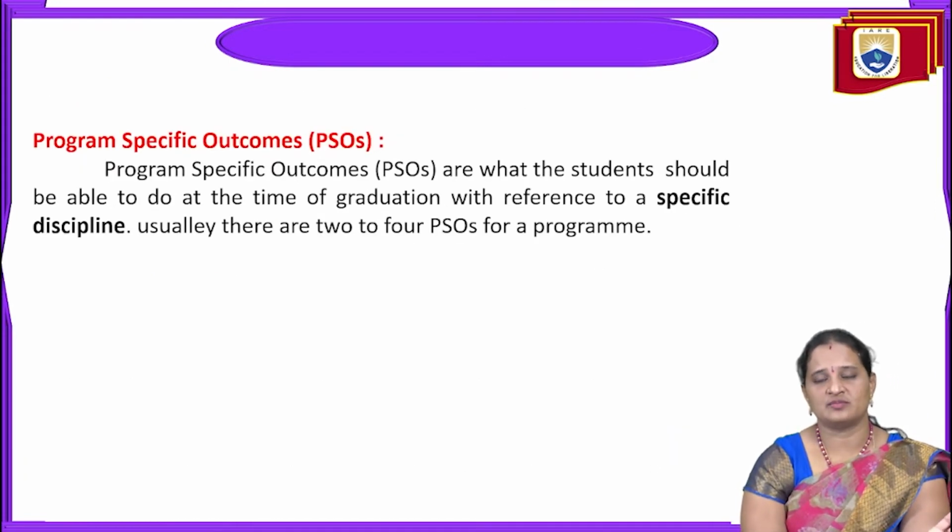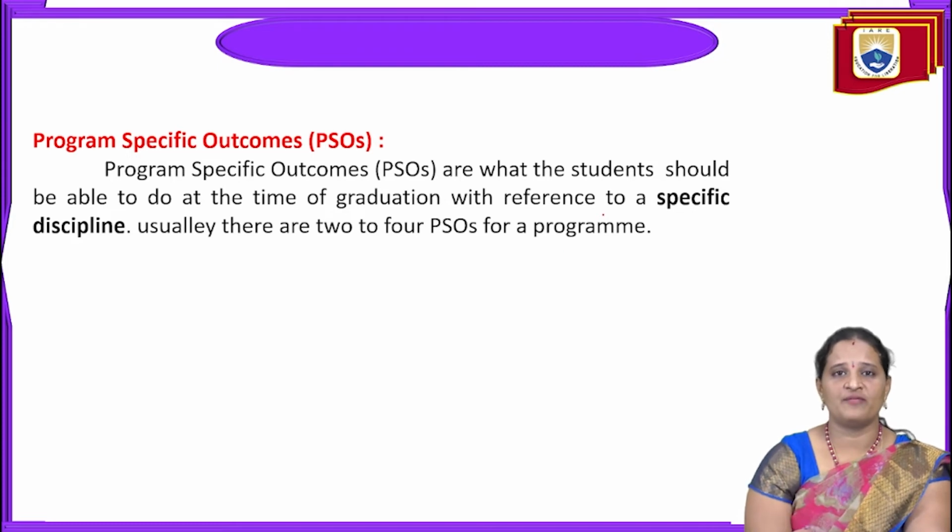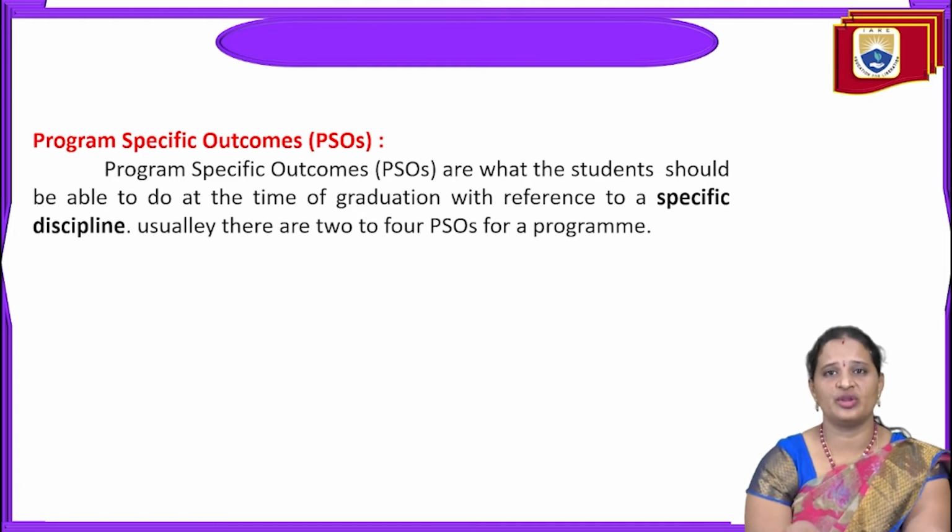Program specific outcomes. Program specific outcomes are what students should be able to do at the time of graduation with reference to a specific discipline. Usually there are 2 to 4 PSOs for a program. So in the area of their graduation, what the students are going to acquire knowledge in a specific discipline.